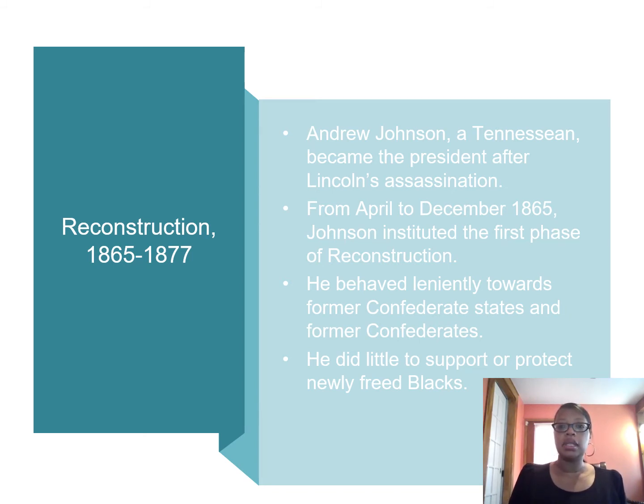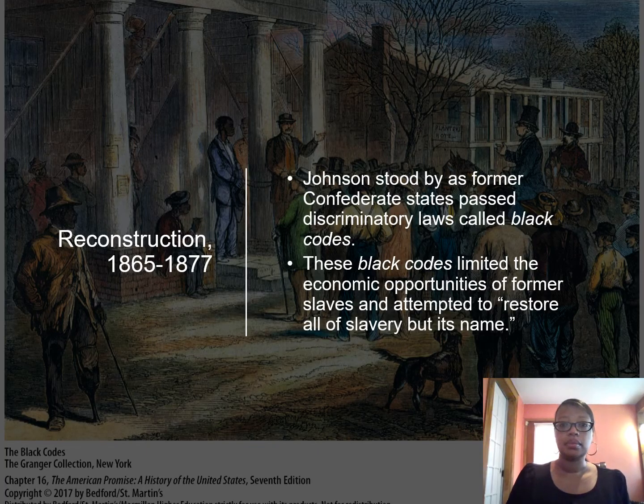From April to December of 1865, Johnson instituted the first phase of Reconstruction. He behaved leniently towards former Confederate states and former Confederates. He essentially tried to make it very easy for Confederate states to re-enter the Union. And he did very little to support or protect newly freed Blacks.